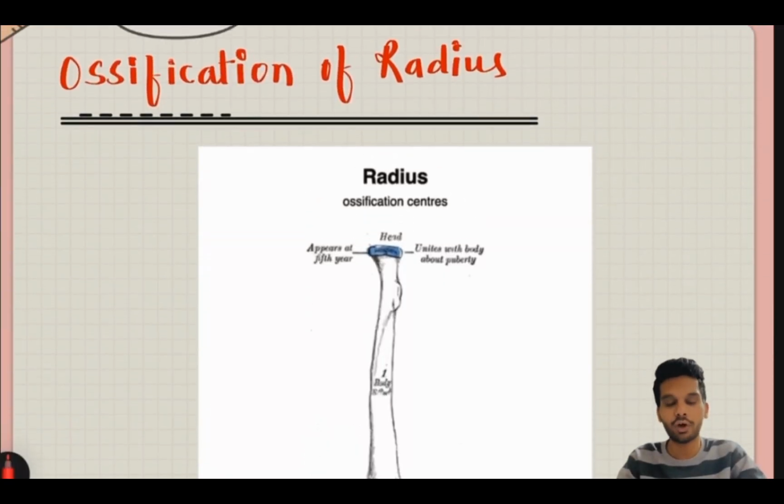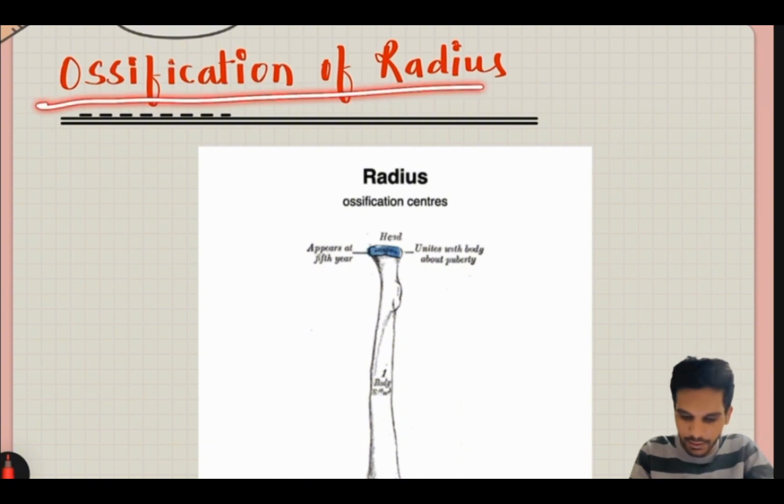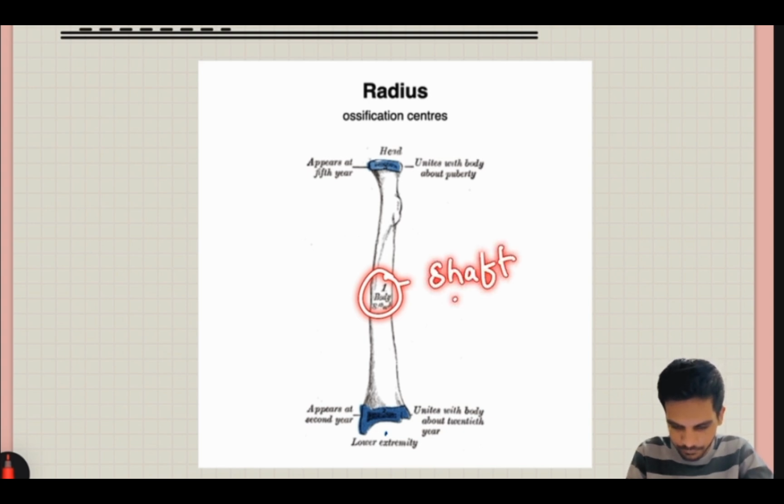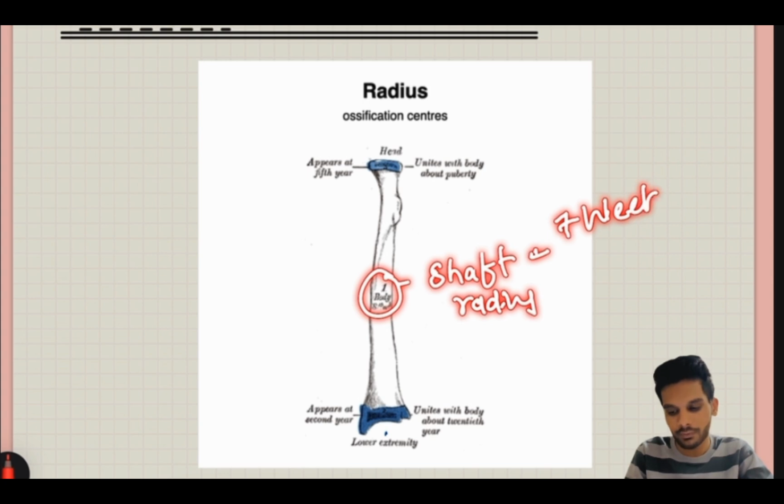Now guys, I am going to talk about ossification of radius. Radius has two ossification centers, one primary ossification center which is located at shaft of radius or diaphysis part, and it will appear at 7th week of intrauterine life, or we can say fetal development.